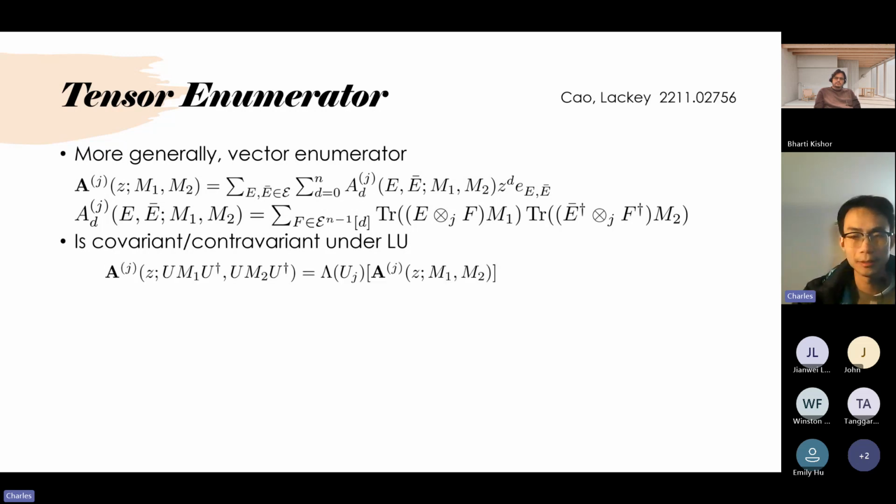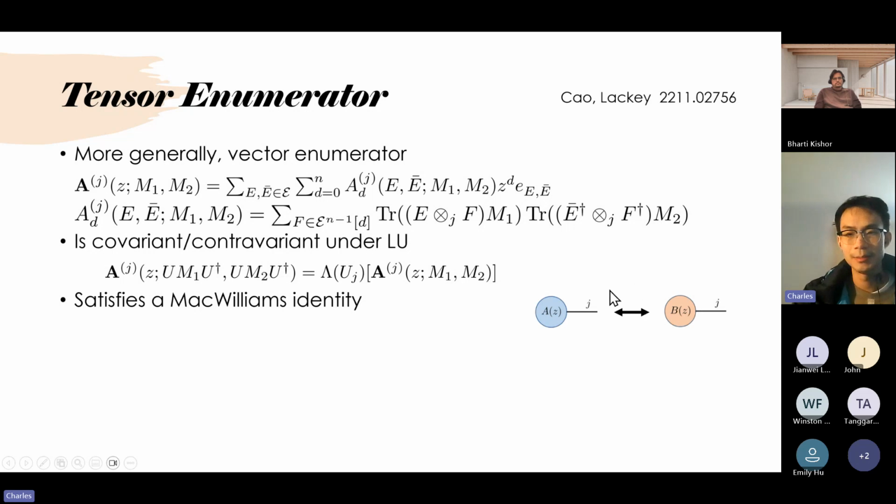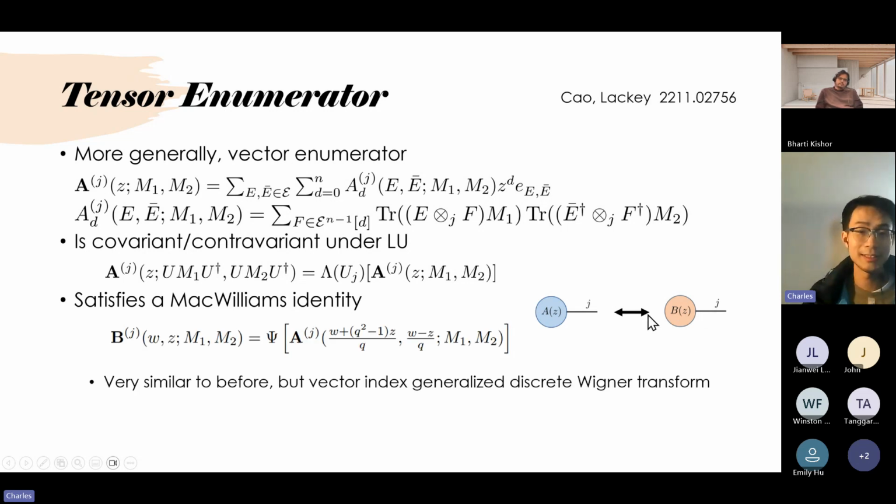And then it has a few properties. For example, it's covariant under local unitary transformation. So if you transform the code by a local unitary, it's going to mostly leave this enumerator invariant, but you pick up an additional matrix that permutes these index degrees of freedom. And it also satisfies the MacWilliams identity. So formerly we had this A, which counts the stabilizer, but you can also define a B that counts the normalizer, and the two are related precisely by the MacWilliams identity. There is some additional thing that goes on in the vector index where you have to do a discrete Wigner transform to make it precisely equal, but everything else is very analogous to the scalar case.